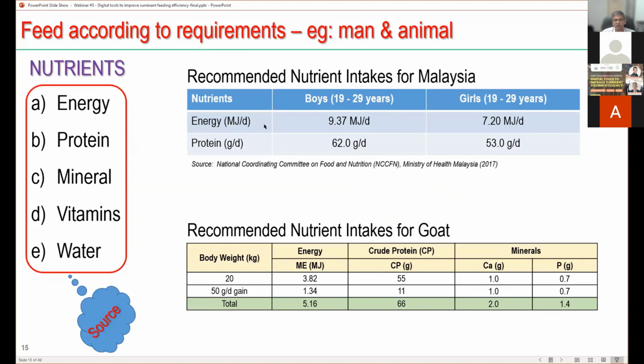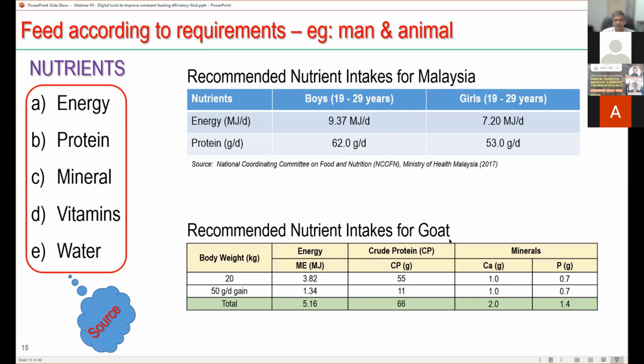This is for human. Kalau kita ambil lelaki remaja about 19 years, he requires these major nutrients: energy, protein, minerals, vitamin, water. We concentrate on the major 2, energy and protein. Kalau kita lihat Malaysian human, they need about 9 megajoules and 62 grams protein. So we must make sure that we feed according to what they require.